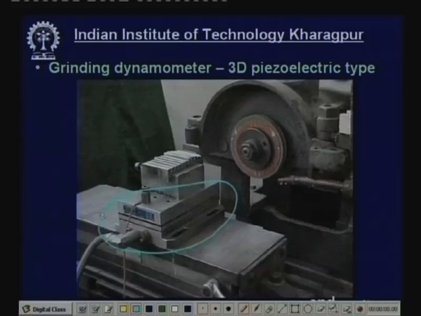If you want very accurate measurement, study and research, then you have to go for a piezoelectric crystal type dynamometer. This is the piezoelectric crystal type dynamometer. Again, this is a 3D crystal dynamometer, on which the job holder is mounted, and on that a job is mounted, and this will be subject to the grinding process.